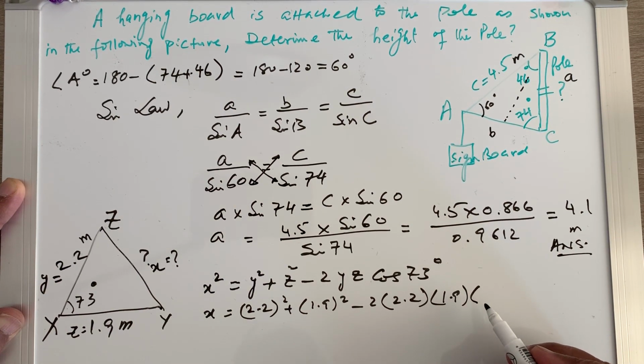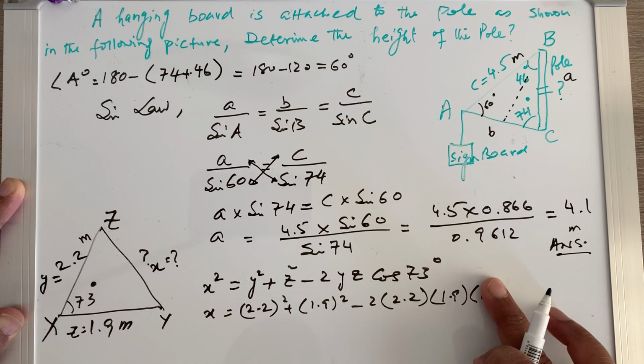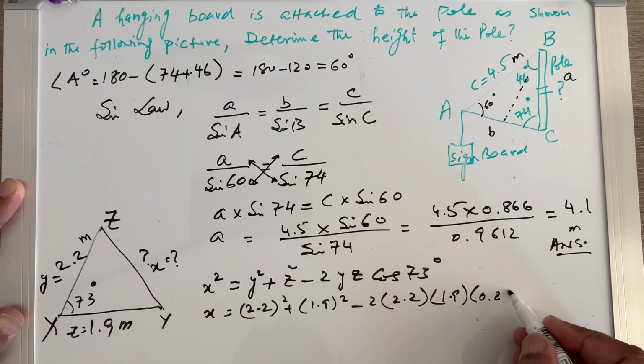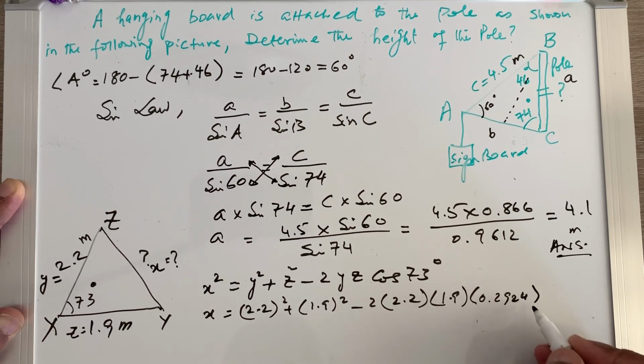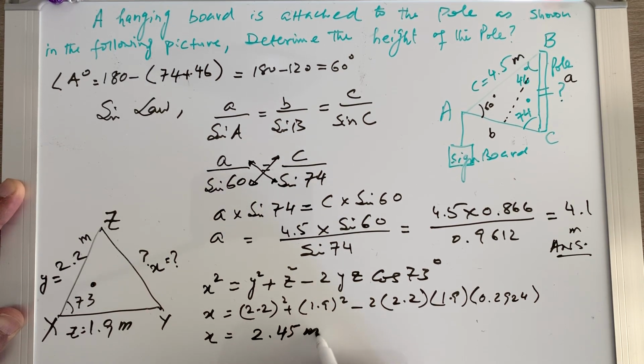You can check cos 73 in the calculator and substitute the value, multiply them, do the subtraction, and you will get x equals 2.45 meters. So this was our cosine law.